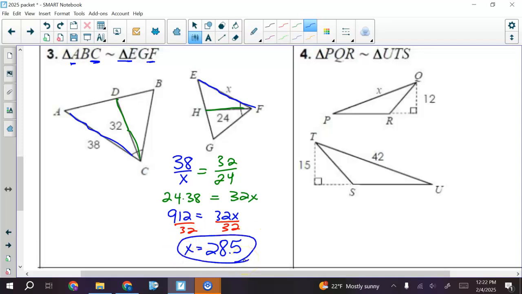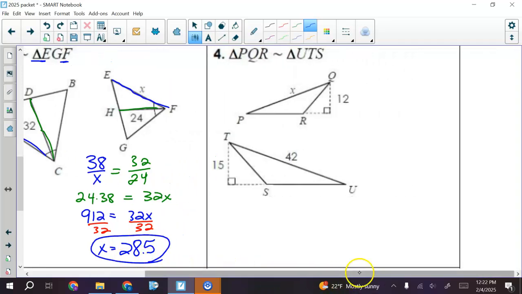All right, so number 3, it should have been x equals 28.5. Number 4, this one's a little bit hard to see. Sometimes the height of the triangle is on the outside, so it's actually the 12 is the altitude. So if I put altitude over altitude, I'm going to go 12 over 15. Now pick a side pair that goes with both of them. So if I pick PQ, that's got to go with UT. So we go x over 42.